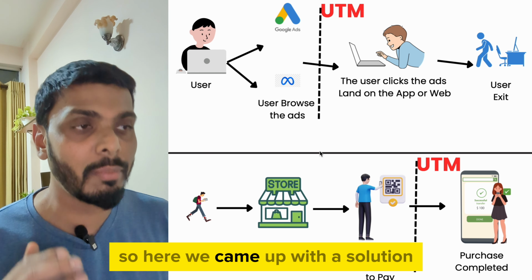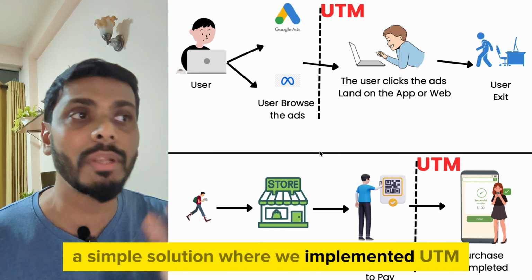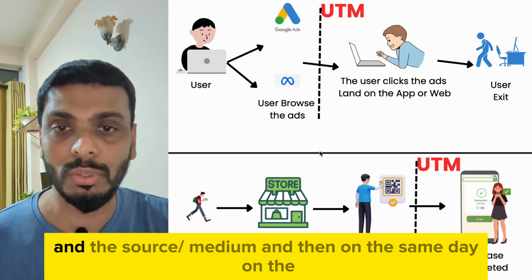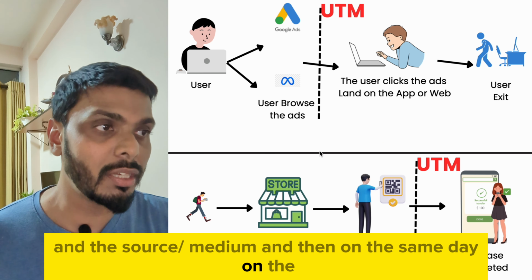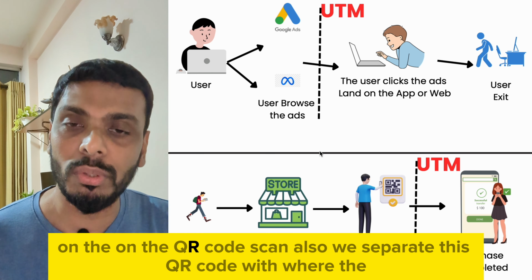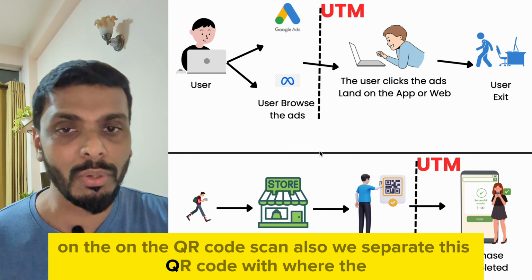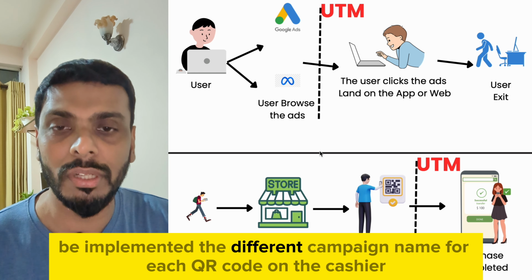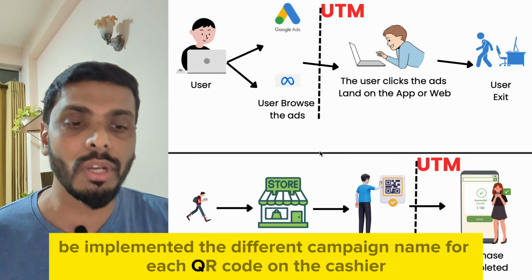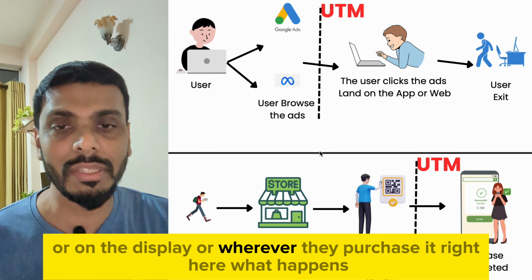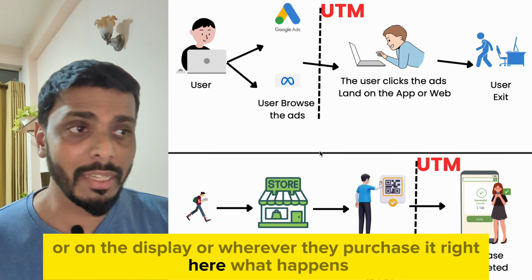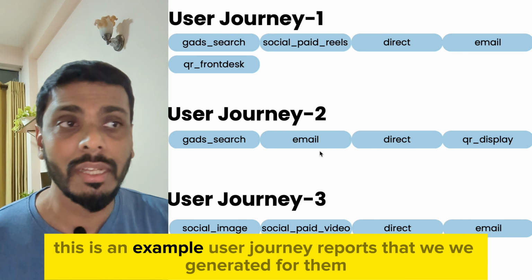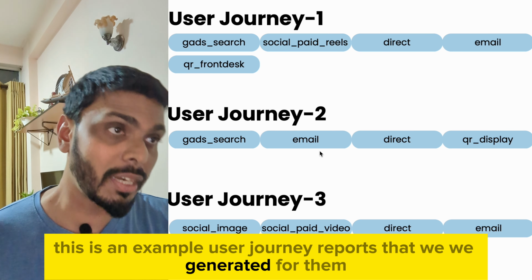Here we came up with a simple solution where we implemented UTM. When they click the ads, we implemented UTM campaign tracking and the social medium, and in the same way on the QR code scan, we separated the QR codes and tracked where they were scanned. We implemented a different campaign for each QR code, on the cashier or on the display or wherever they purchase, right? So we were able to give them a report. This is an example user journey report that we generated for them.